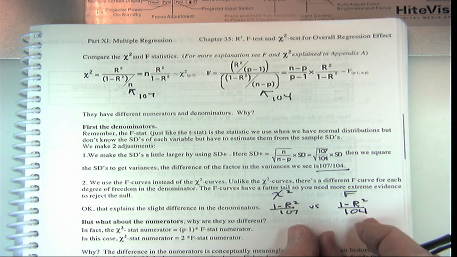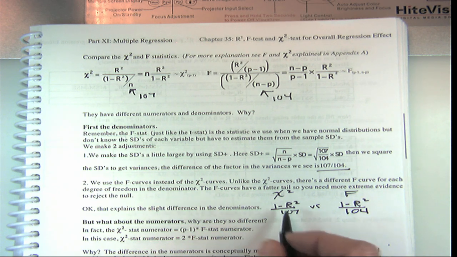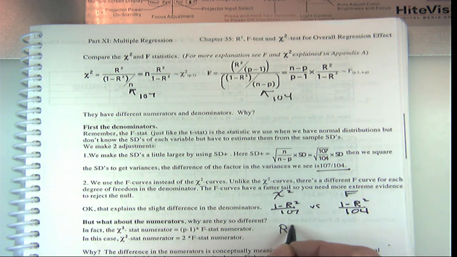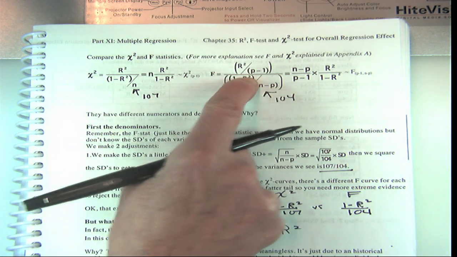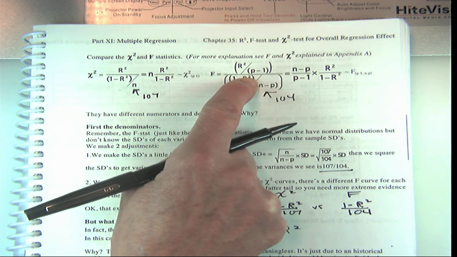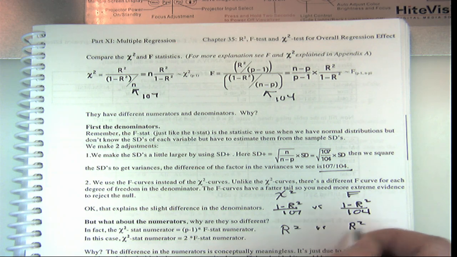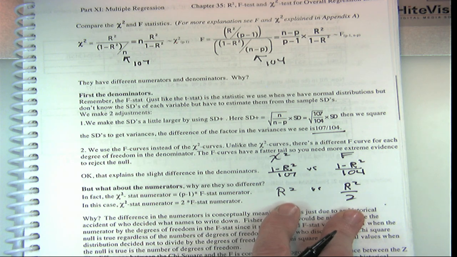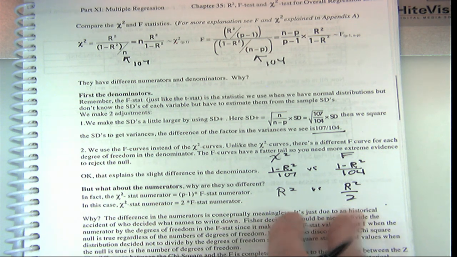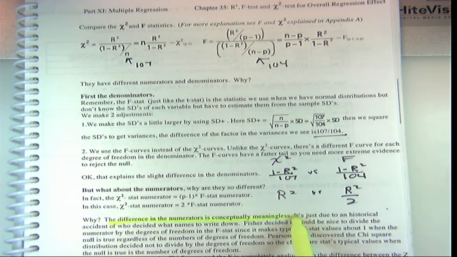Now, what about the difference in the numerators? Why are they so different? Let's do the same thing. The numerator here is just r squared, whereas here we have to divide by 2 if we have 3 parameters. We'll divide by 3 if we have 4 parameters, versus r squared over 2. That's what makes the statistic look so different, 32 versus 66. What's that? It's meaningless. No joke. The difference is conceptually meaningless.